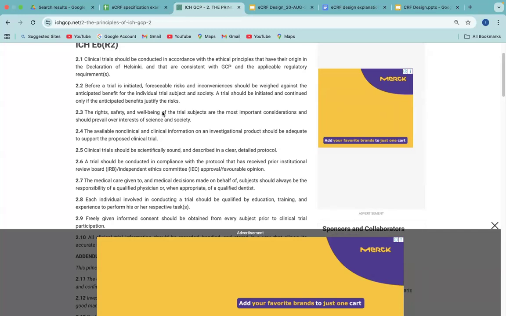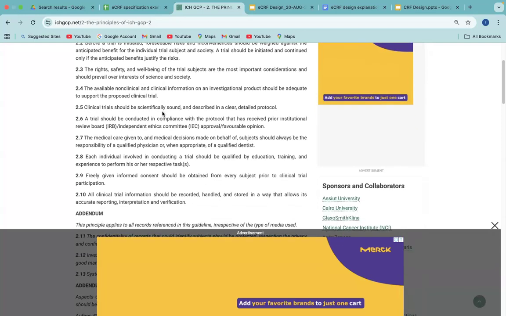A trial should be conducted in compliance with the protocol. In every clinical trial, there is an IRB, that is Institutional Review Board, or Independent Ethics Committee, which takes the decision whether the clinical trial can be conducted at the particular site. If they don't give approval, we cannot conduct the clinical trial. That means along with the regulatory authority at the national level, every clinical trial site will have one IRB or IEC committee. And the medical care given and the medical decisions made on behalf of the subject should always be by a qualified physician. So no one takes decisions on behalf of the patients other than a qualified investigator.